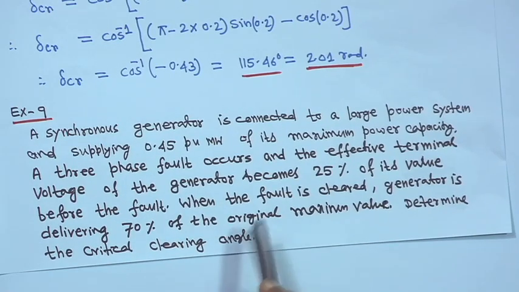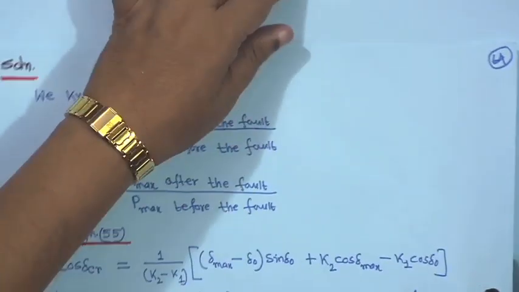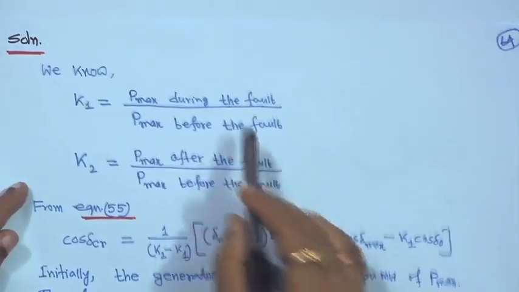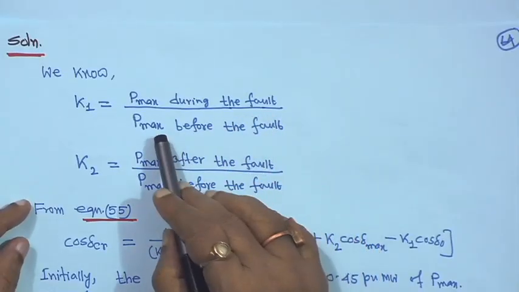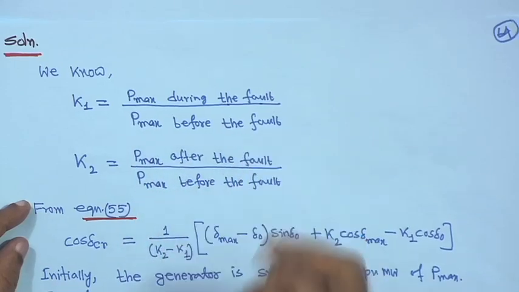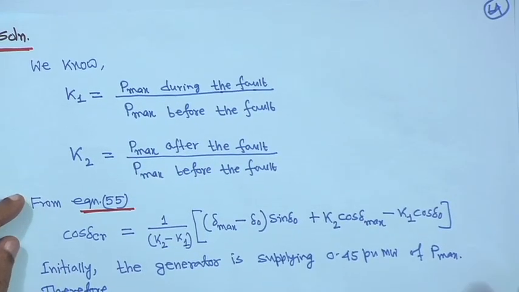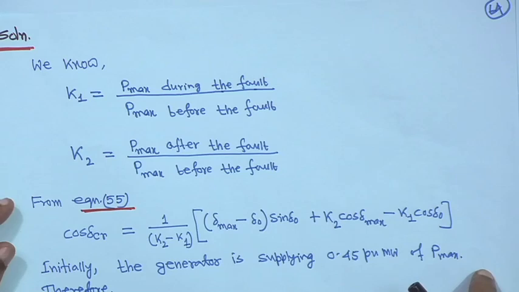So, whatever we have taken before, actually K 1 and K 2, we have seen that K 1 is actually P max during the fault and the ratio of P max before the fault, because we have taken your curve A, B and C.